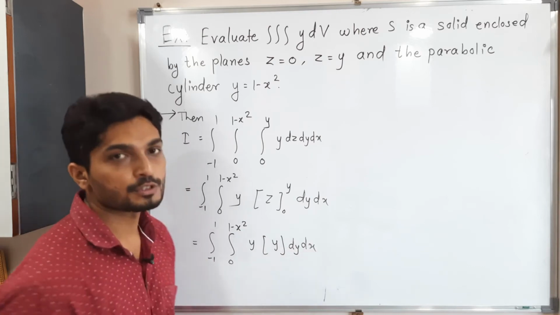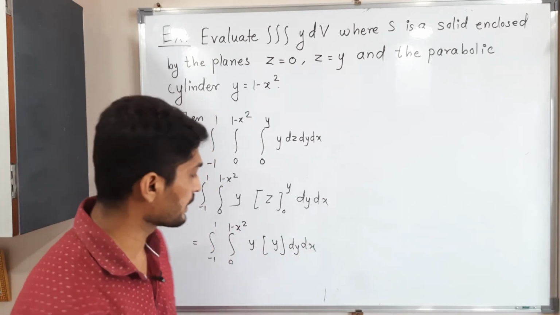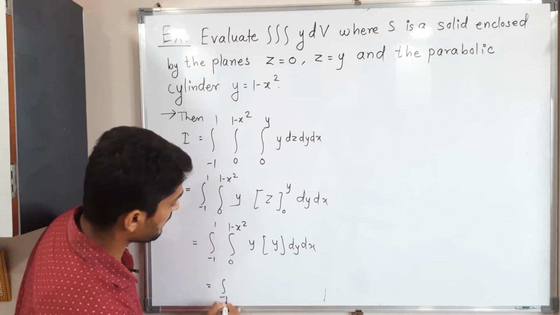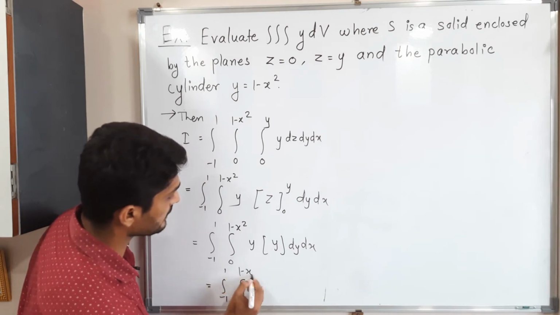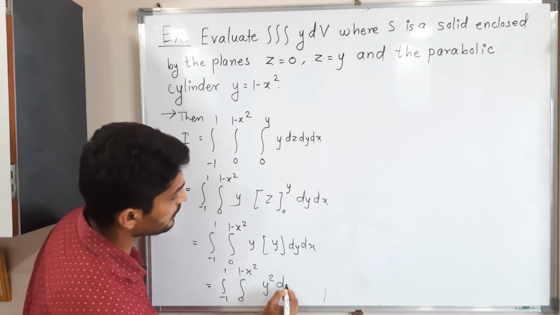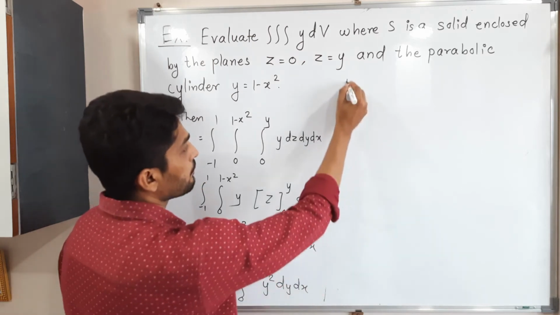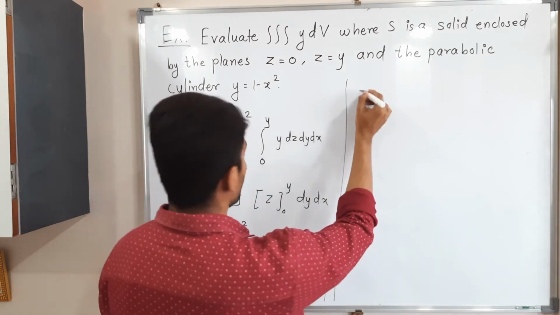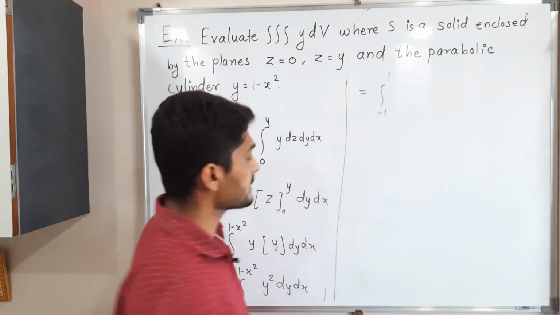So now the integration is very simple. Y into y, we will have y square. So this is equal to the integration from minus 1 to 1, 0 to 1 minus x square, y square dy dx. So let us integrate now.